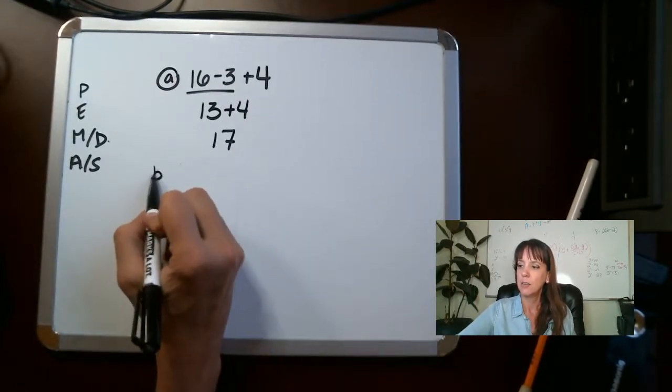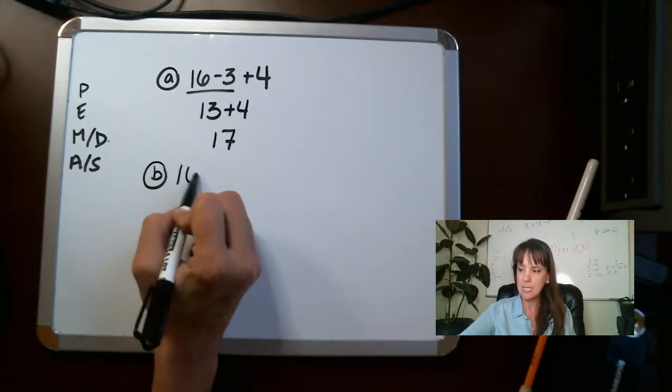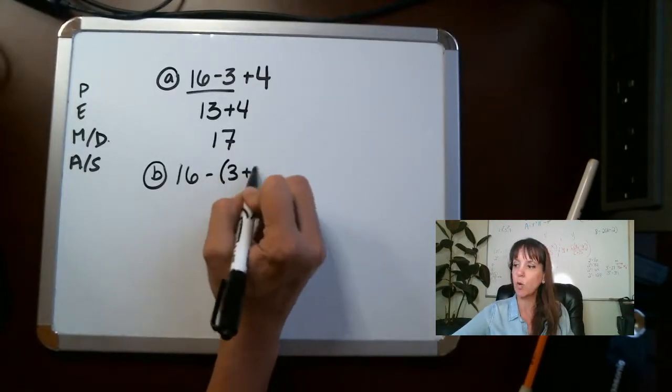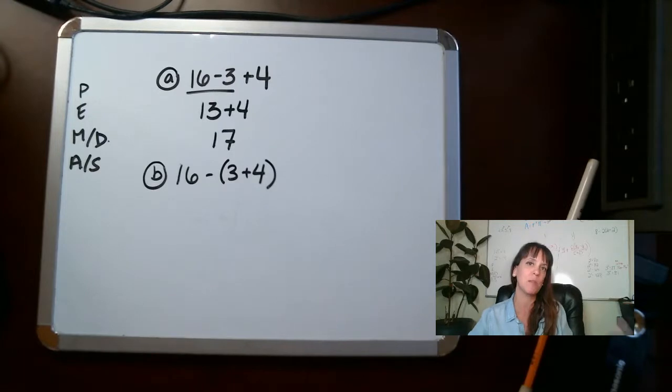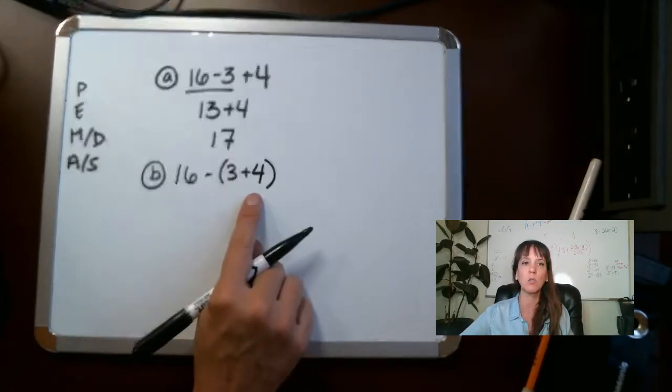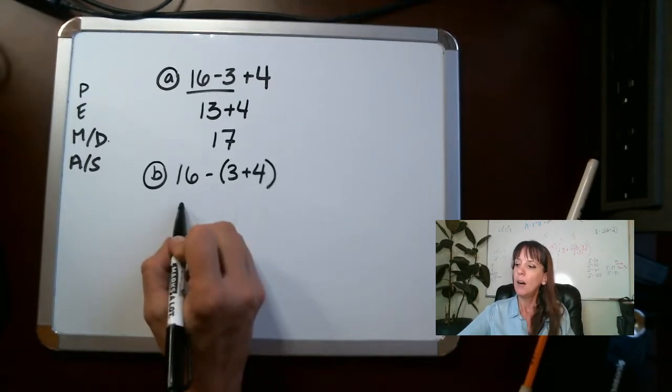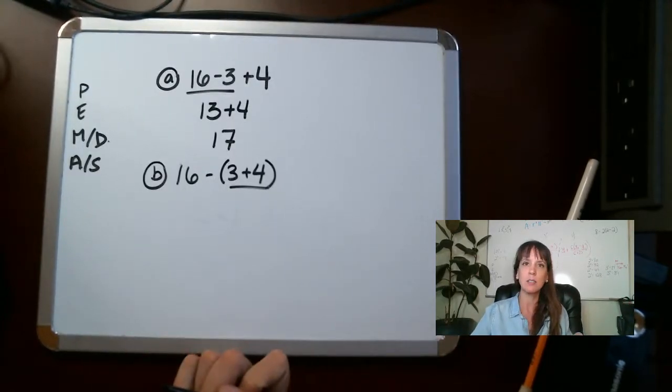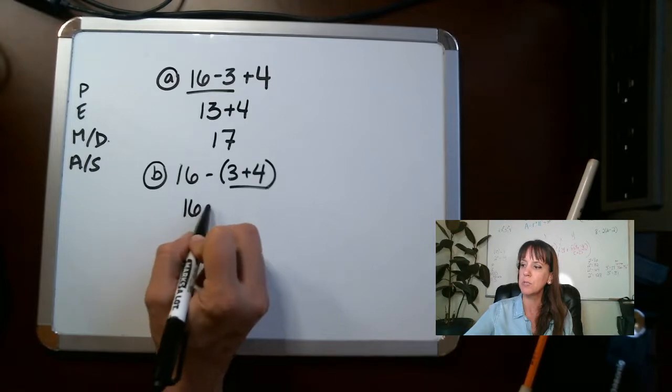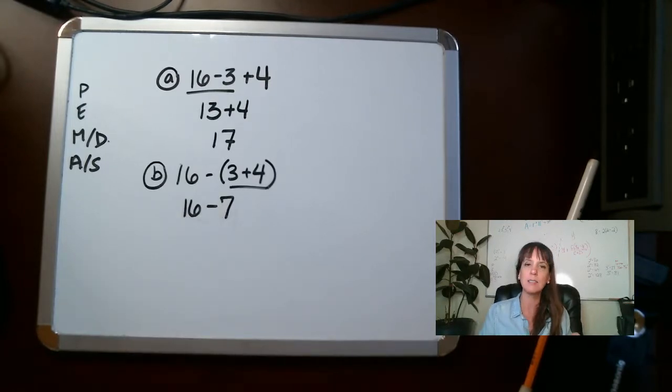Excellent. B, 16 minus quantity, 3 plus 4. Guys, if you ever hear me say quantity, I mean parentheses, okay? So 16 minus quantity, 3 plus 4. First things first, we gotta do that garbage that's in the parentheses. So we're gonna do 16 minus 7. 16 minus 7, if you get that, you get 9.